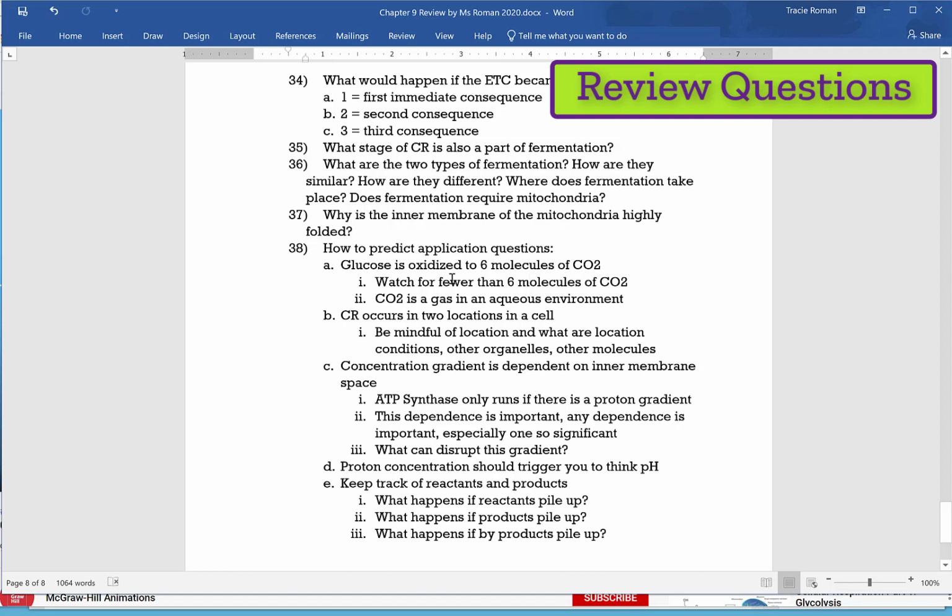And the way that this question would be asked, the question would not point out that you either had too few or too many molecules of CO2. That would be up to you to catch that. So that is asking you, do you realize that there has to be 6 molecules of CO2 produced for every glucose molecule? So that could be a very subtle application question.